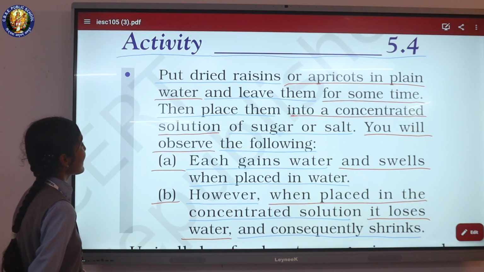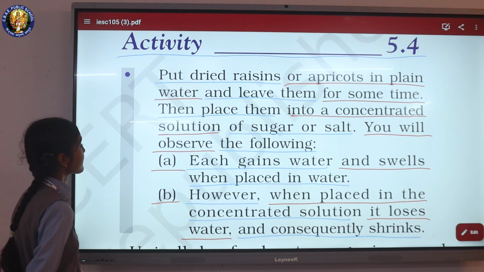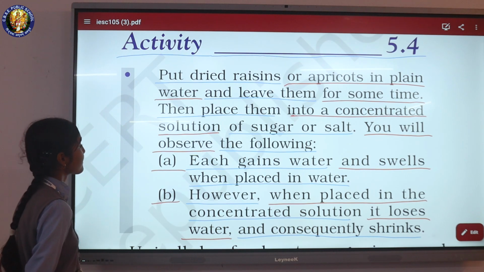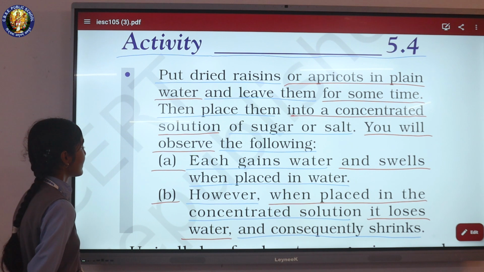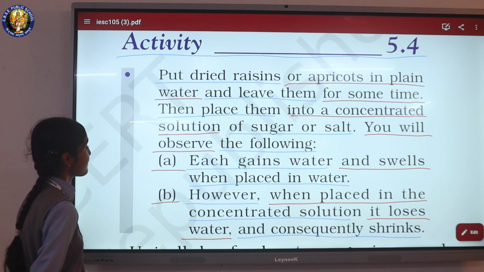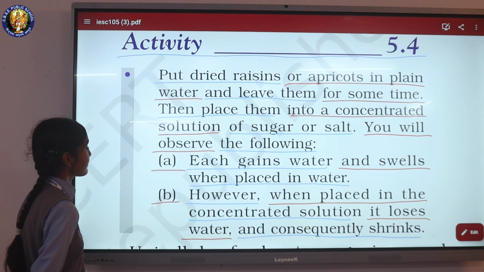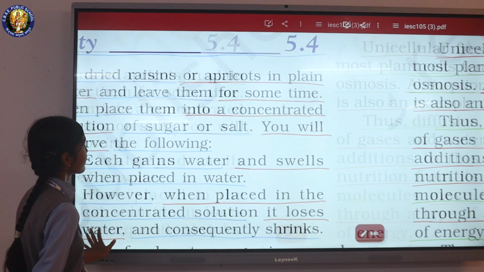for some time. Then place them into a concentrated solution of sugar or salt. You will observe the following. A. Each gains water and swells when placed in water. B. However, when placed in the concentrated solution, it loses water and consequently shrinks.